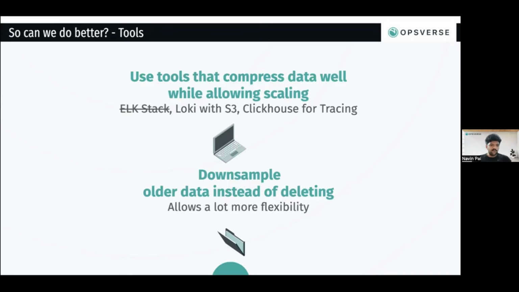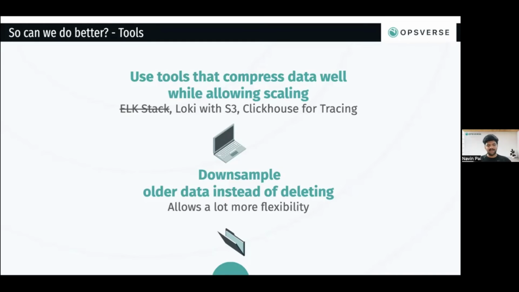The third thing, again from a tools perspective, is that certain tools we use internally allow you to downsample older data instead of deleting, right? Now, what this means is that for more recent data, maybe I want data to be stored at a 1 minute or 30-second interval because I really need that most recent data. But for older data, that may be 3 months, 4 months old, rather than deleting it, I can downsample instead.